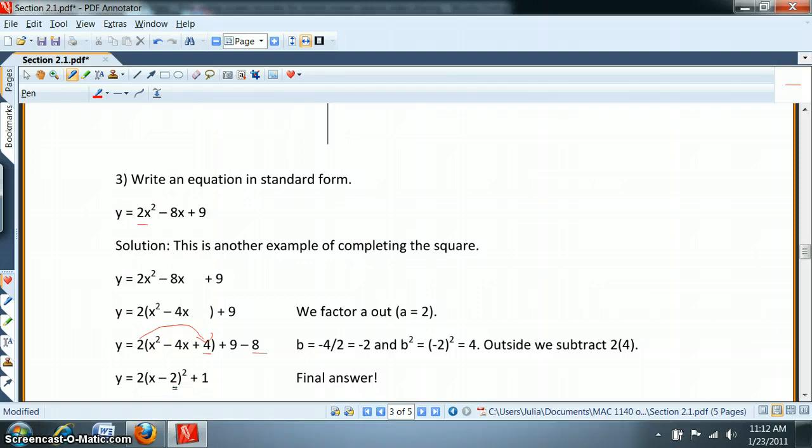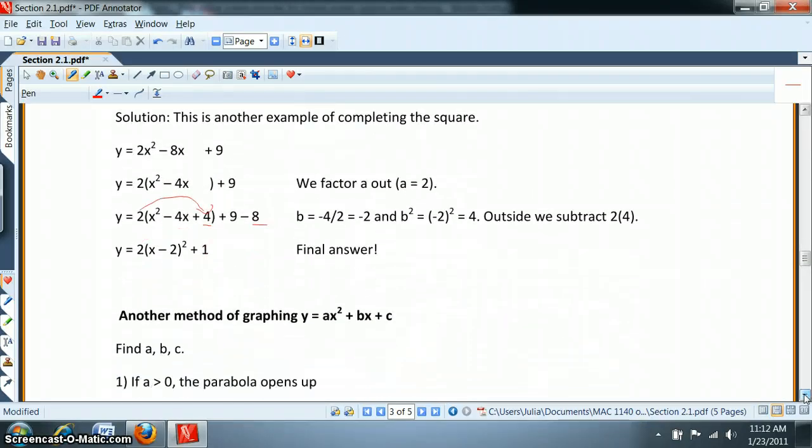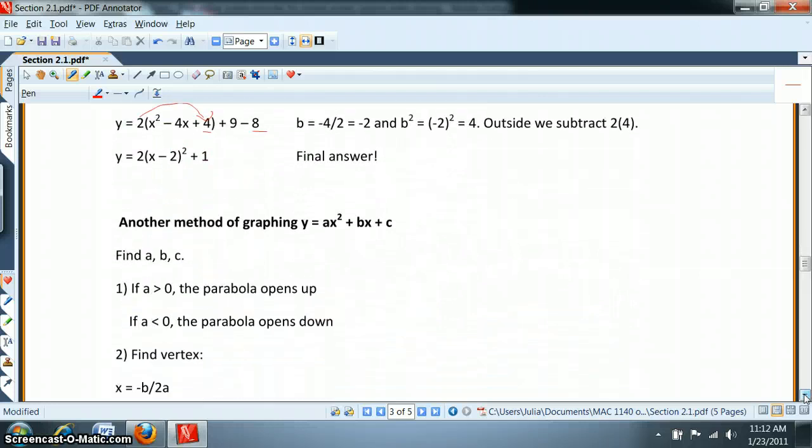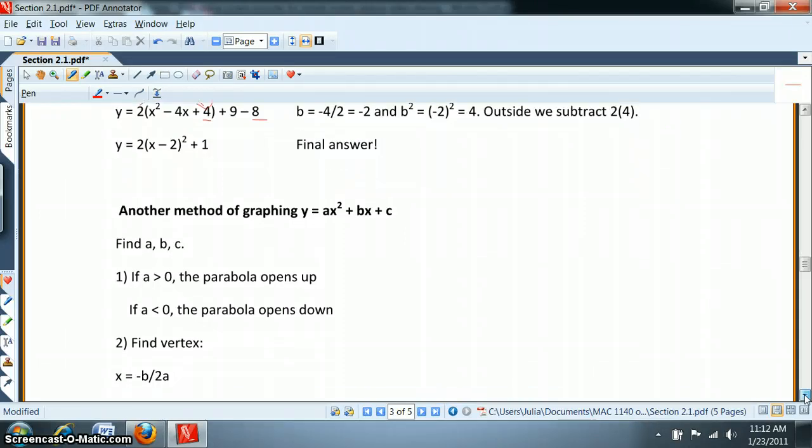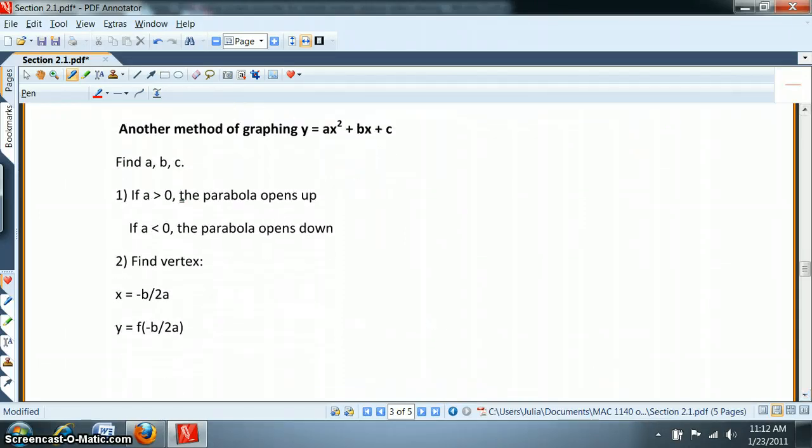Remember the b we found? This is the a that's still outside. And 9 minus 8 happens to be 1. And that's it. So actually with a little bit of practice, it's only a couple of steps usually, unless we have fractions. That's the benefit of defining the vertex this way. This is another way of graphing.